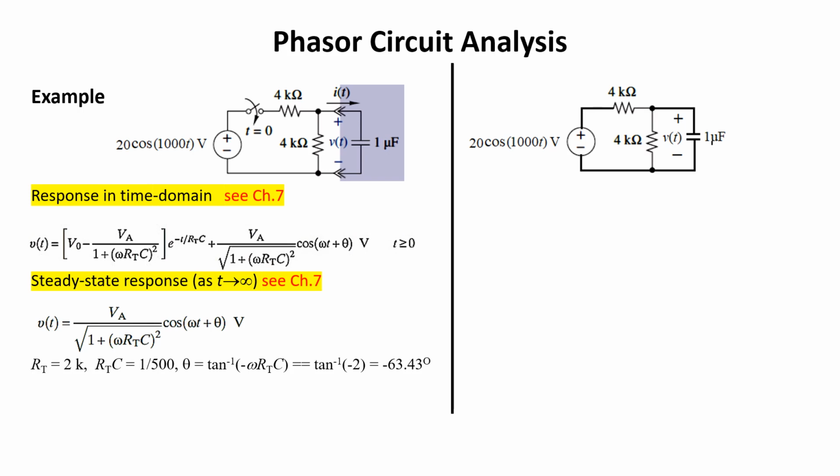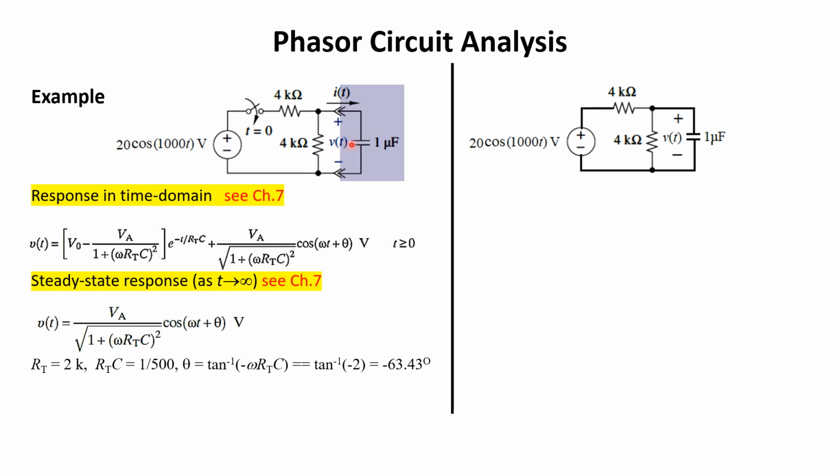For the given values, RT means the Thevenin equivalent resistance seen by the capacitor. We have discussed it before. In the Thevenin equivalent circuit, the Thevenin equivalent resistance is 4K in parallel with 4K. We short circuit the voltage source, so it is 2K, and RTC is the time constant, and theta is tan inverse of, as we discussed in the previous lecture.